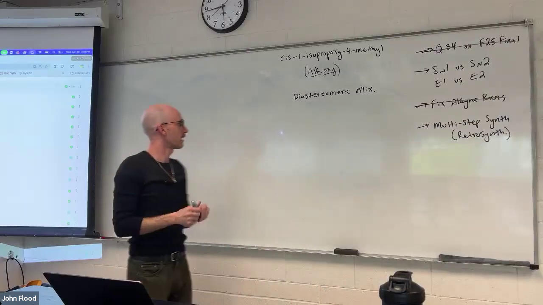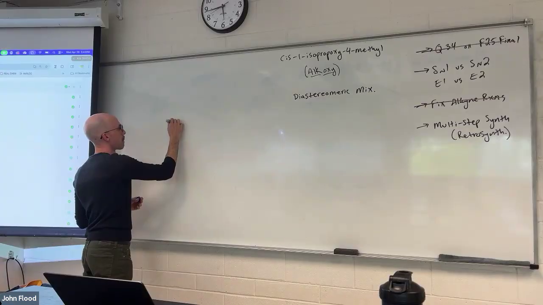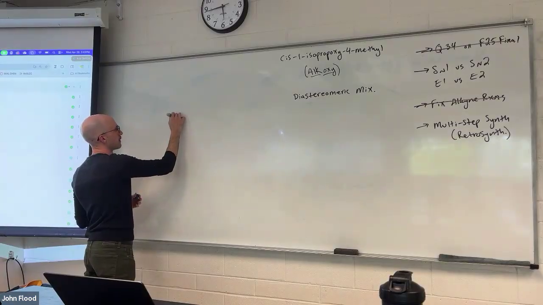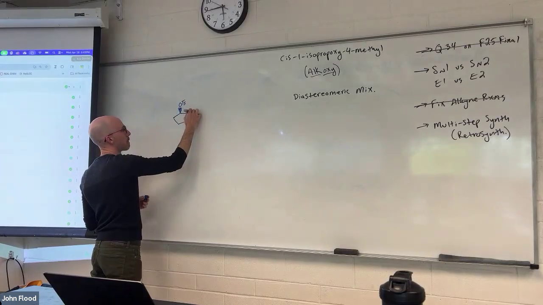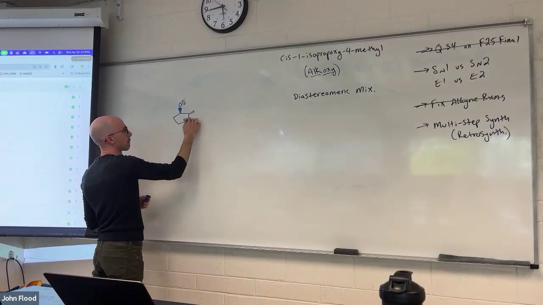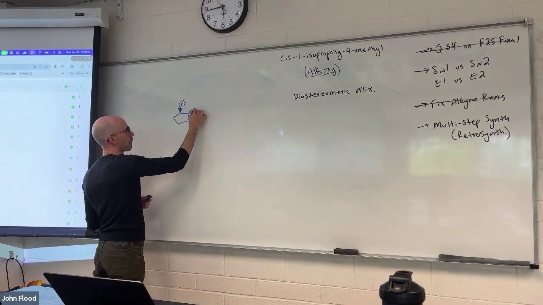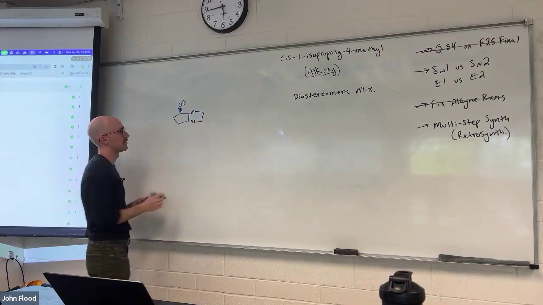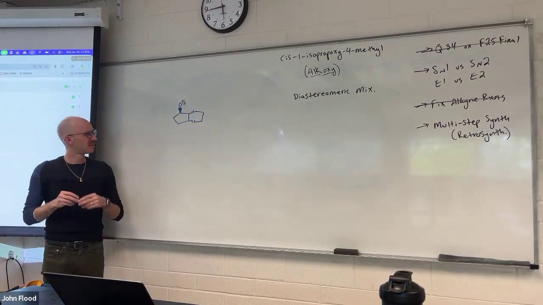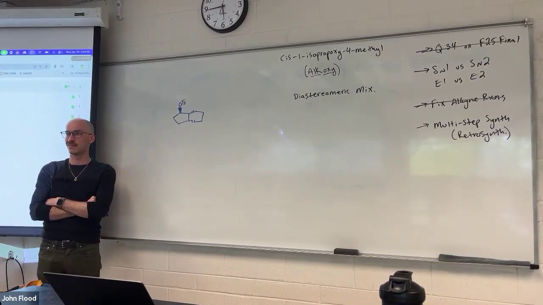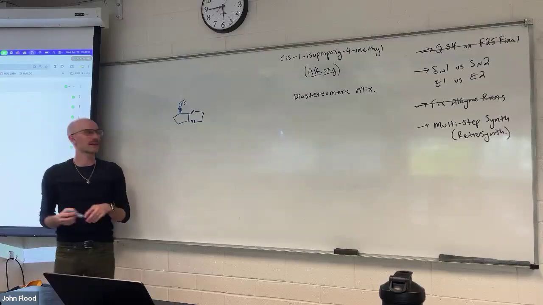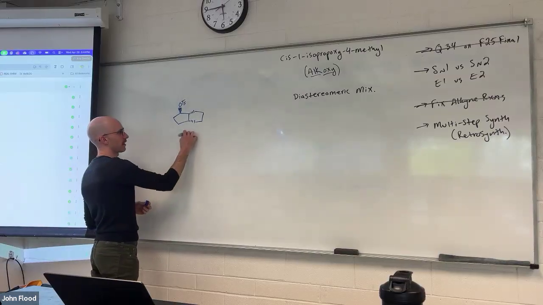With E1 and E2, it's a little bicyclic structure. Yeah, I'm not going to lie. Most people wouldn't draw that bicyclic structure that way.